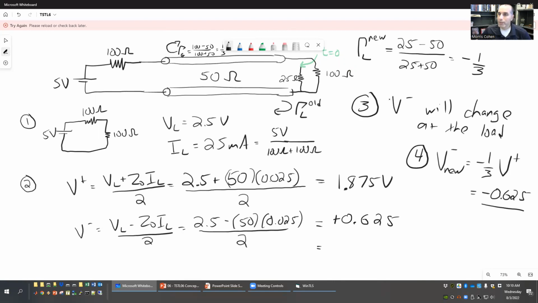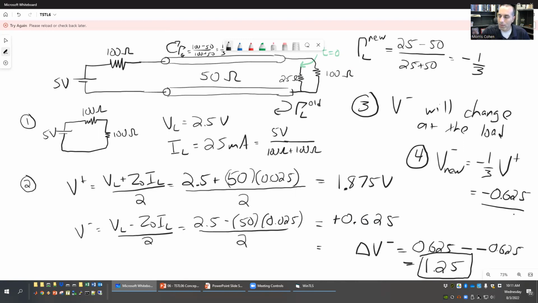Now step 5, we're going to ask the question: how much has the value of V negative changed? Right, it's gone from 0.625 to minus 0.625. That is a delta V negative of 0.625 minus negative 0.625, which is also 1.25. Okay, so that is an important value right here, 1.25. That's the value of the voltage that we're effectively going to place into our bounce diagram as a wave.